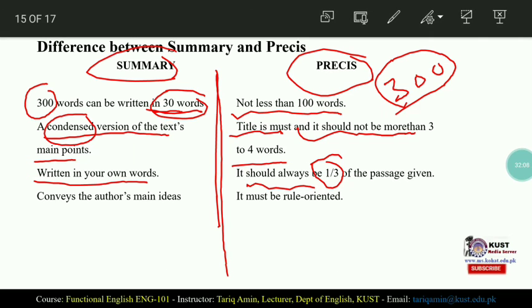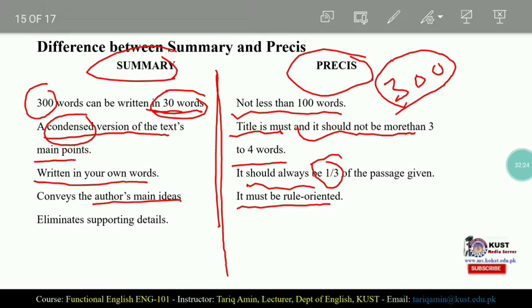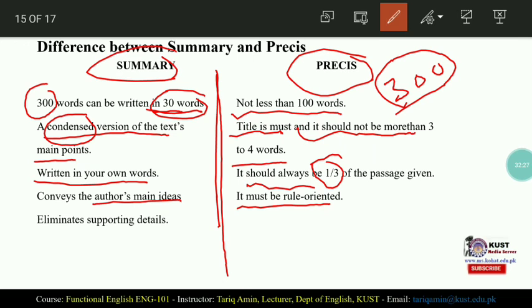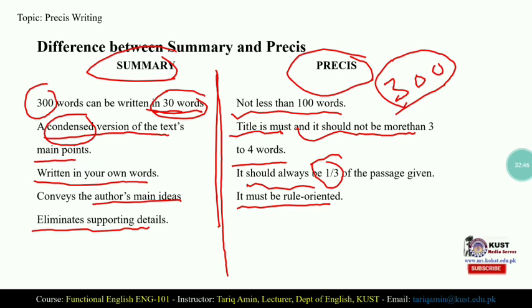Summary conveys the author's main ideas. Similarly, Precis also conveys the author's main ideas. It must be rule oriented. Precis follows some rules. And the last point: summary eliminates supporting details. Similarly, when we write a Precis, we also eliminate supporting details. We eliminate all the unnecessary description, unneeded explanation. So these were some of the differences between summary and Precis.